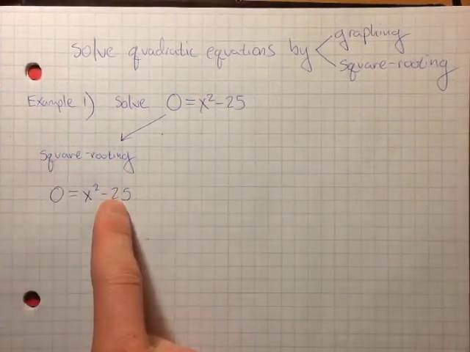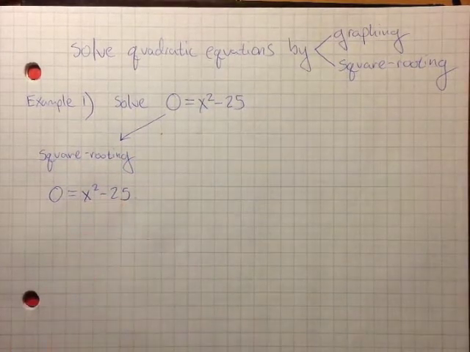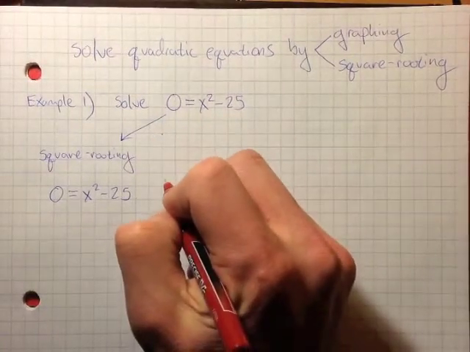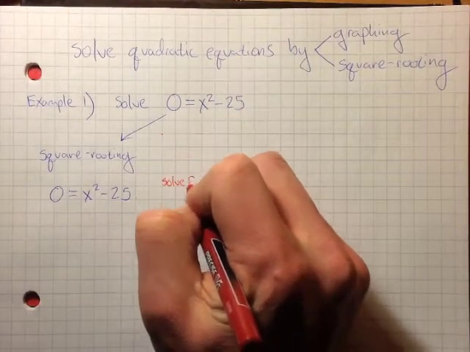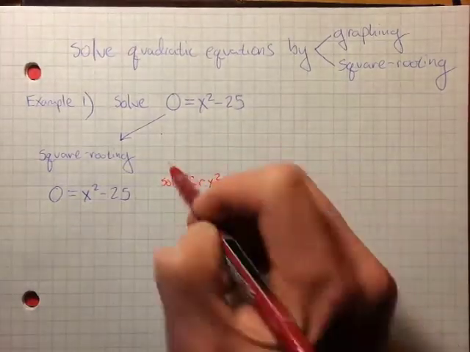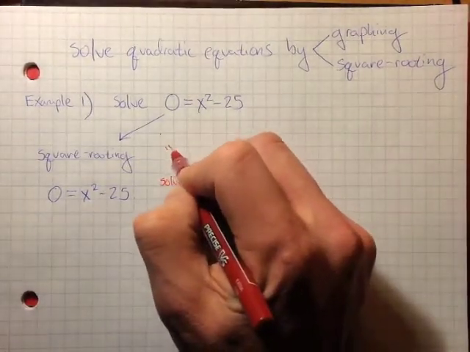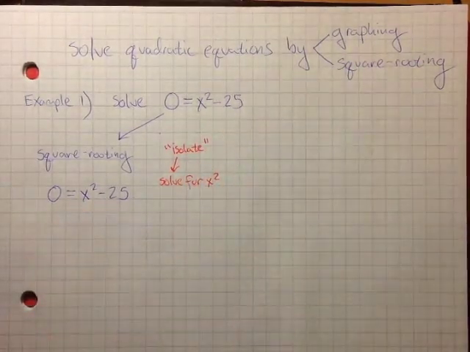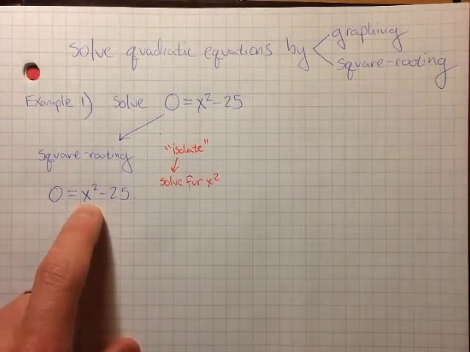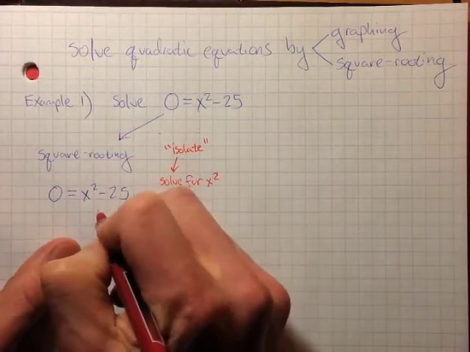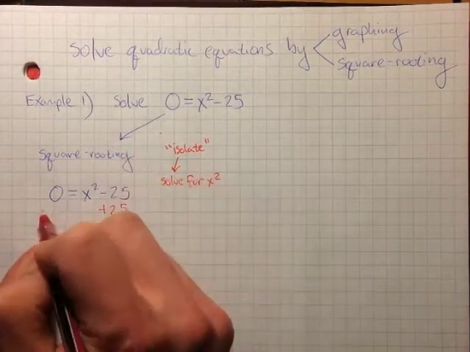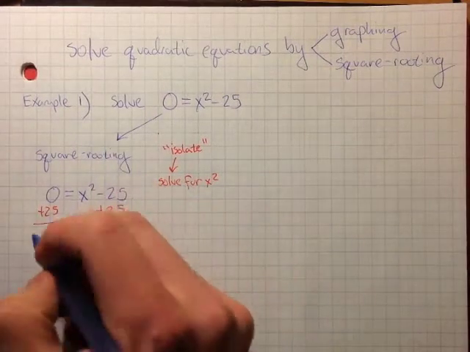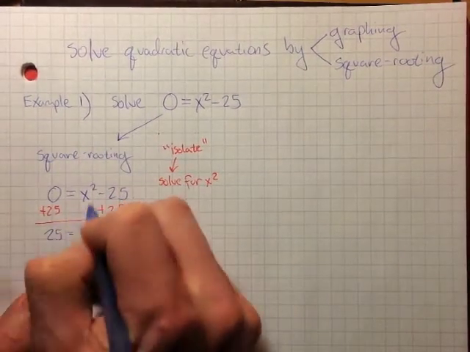Now, in order to solve this equation by square rooting, first of all, we are going to have to solve for x squared. Now remember, solve in this case means isolate, so get everything to the other side of the equation. So in order to get the x squared isolated, we have to add 25 to both sides. So this means that 25 equals x squared.